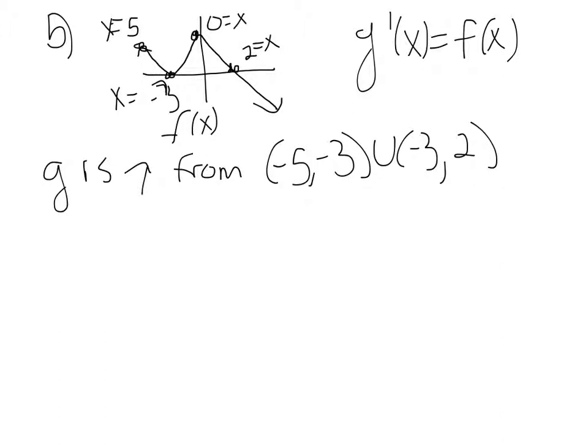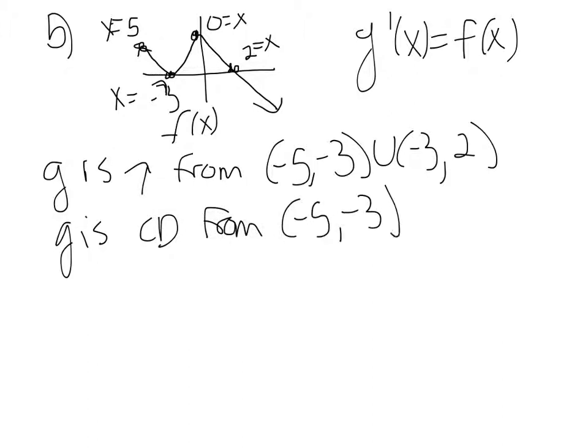Well, I know g is concave down, right, when the second derivative is negative, so that means when the first derivative is decreasing. So g is concave down from -5 to -3, right?